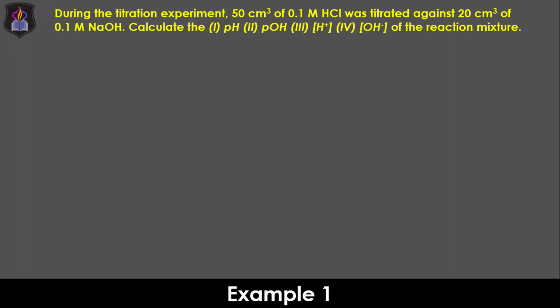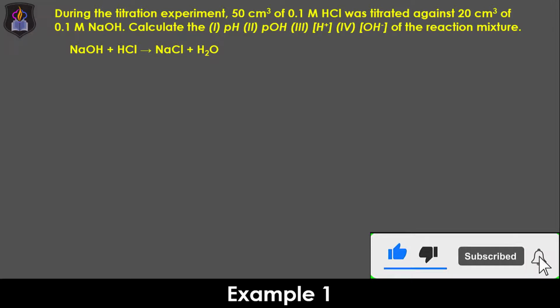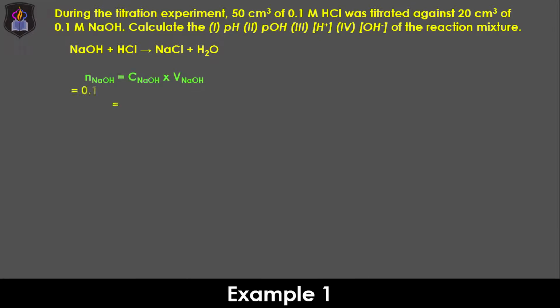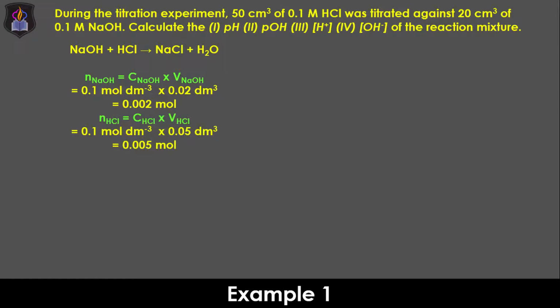To solve this problem, first write the equation of reaction between sodium hydroxide and hydrochloric acid to produce sodium chloride and water. Next, calculate the number of moles of each reactant from the parameters provided by modifying the formula from equation 3. That is, number of moles equals concentration in moles per dm cube times volume in dm cube, which gives us 0.002 mole for sodium hydroxide and 0.005 mole for hydrochloric acid.